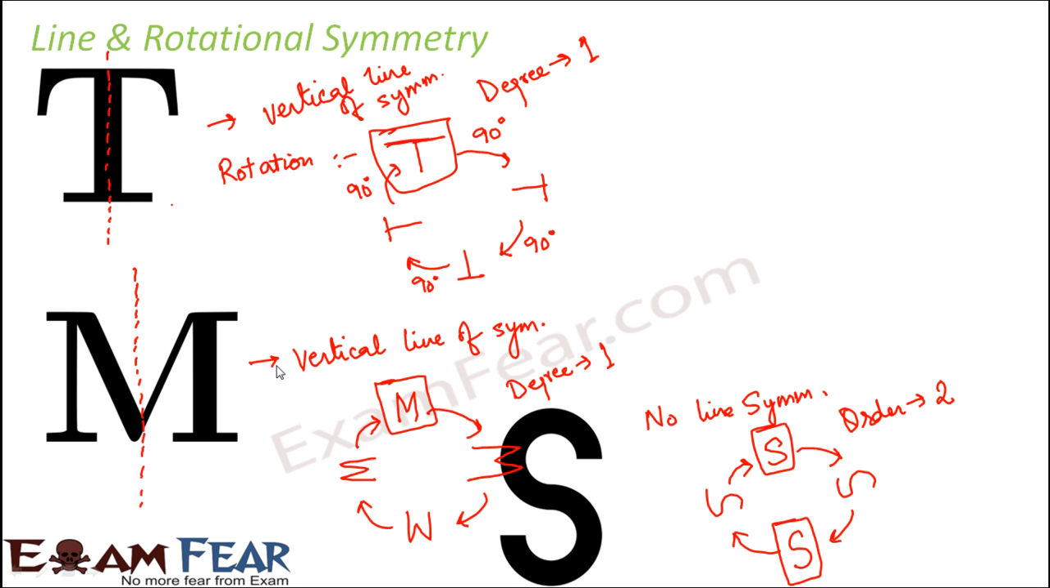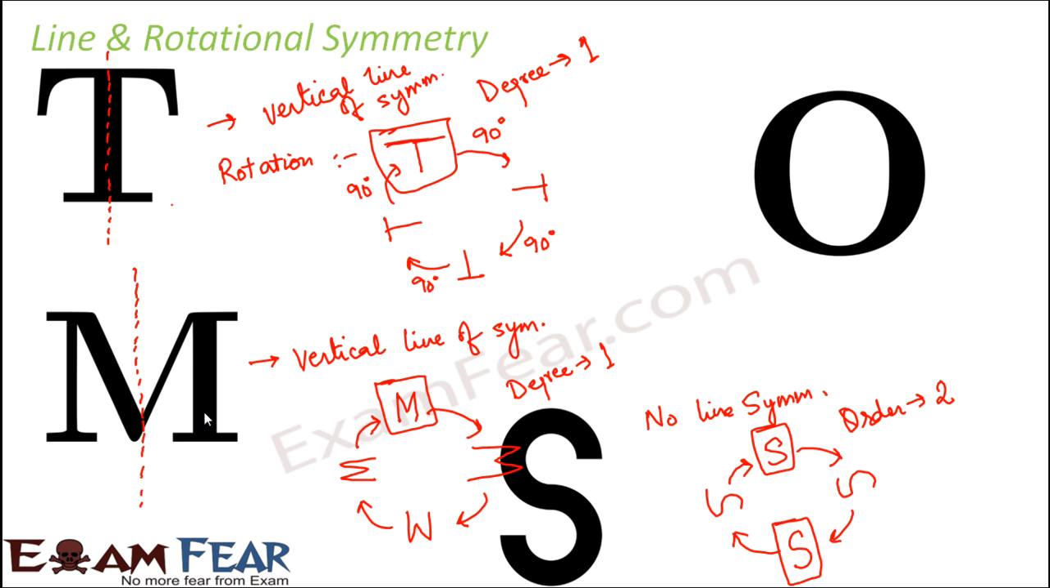But if you talk about T or M, they possess line symmetry but no rotational symmetry, because all objects possess rotational symmetry of order 1. That basically means that they do not have any identical positions between 0 and 360 degree.